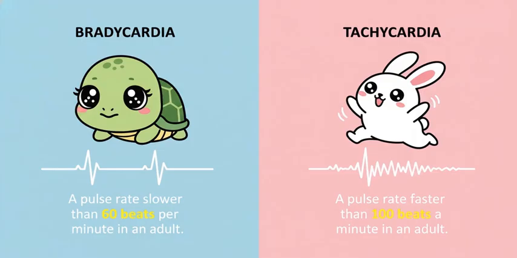First up is rate. It's simple. How fast is it beating? For an adult, anything less than 60 beats per minute is called bradycardia. An easy way to remember this is brady is slow. On the flip side, anything over 100 beats per minute is called tachycardia. Just think tachy is fast. You have to know these 2 terms.